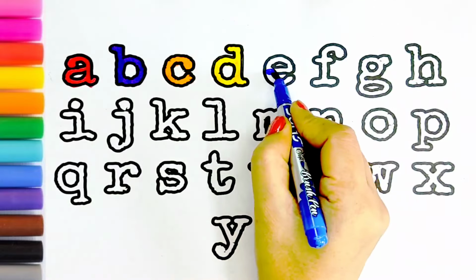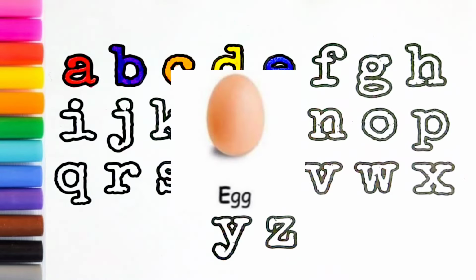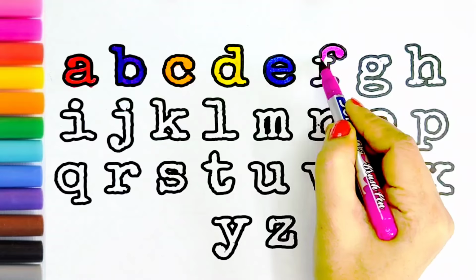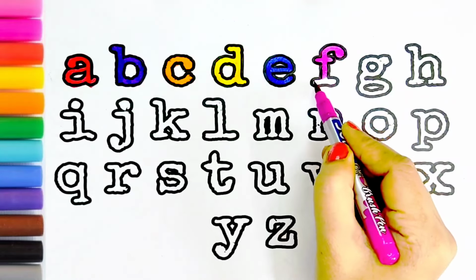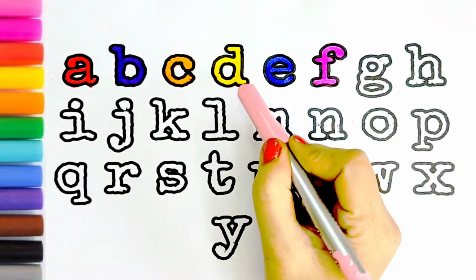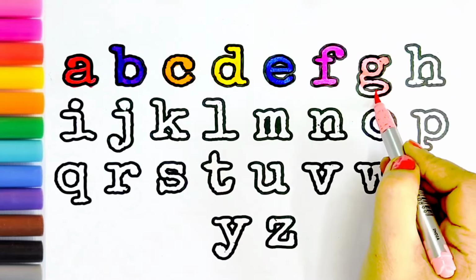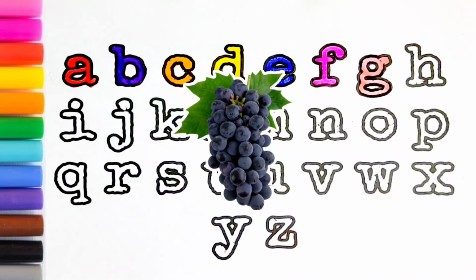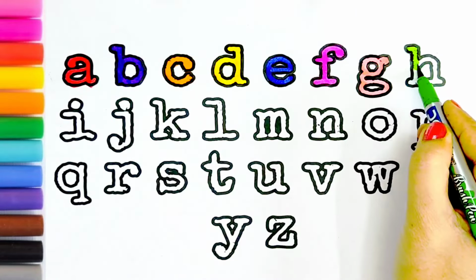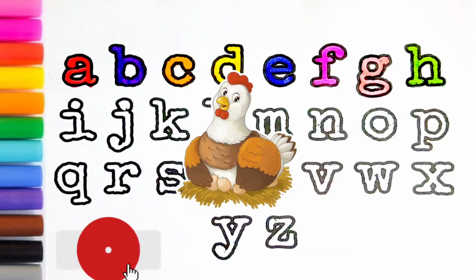Blue color. E. E for egg. Pink color. F. F for fire. Peach pink color. G. G for grapes. Light green color. H. H for hen.